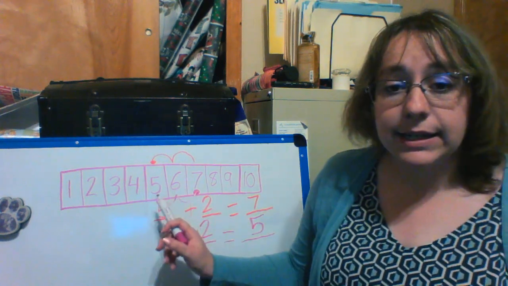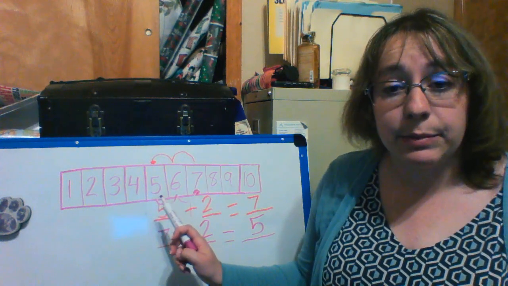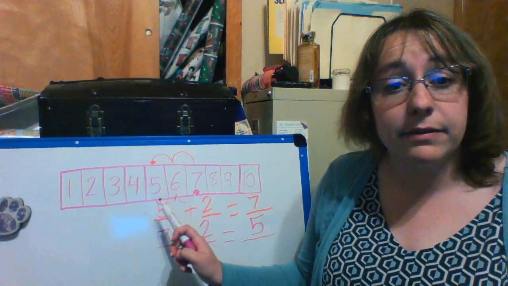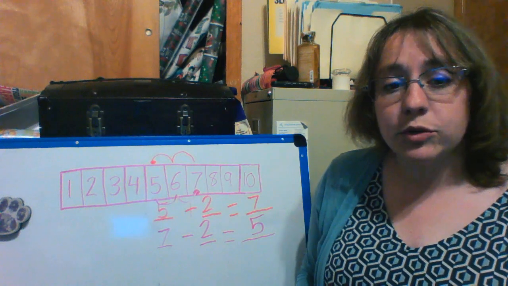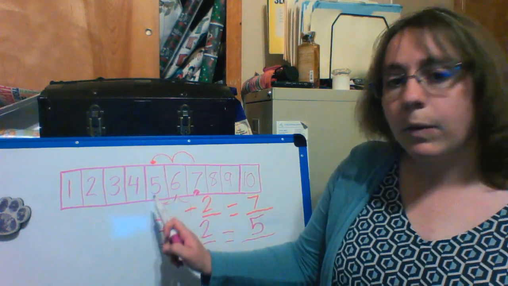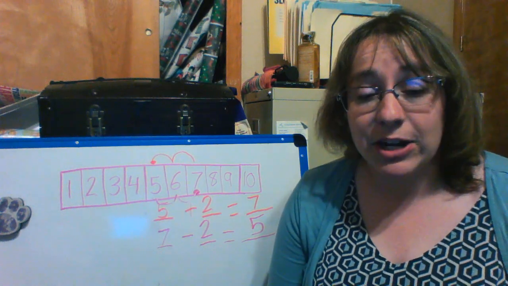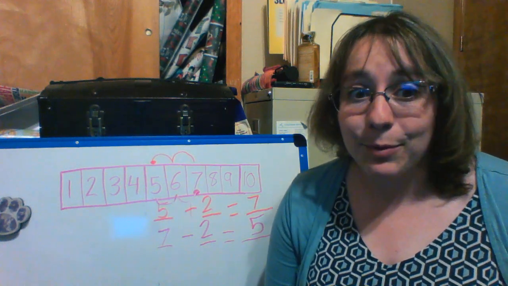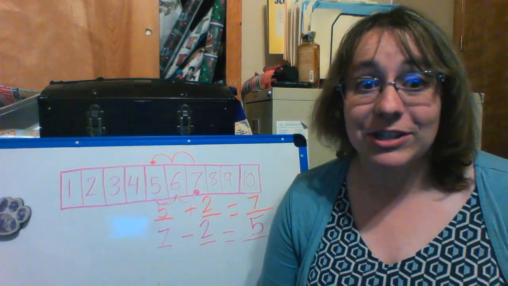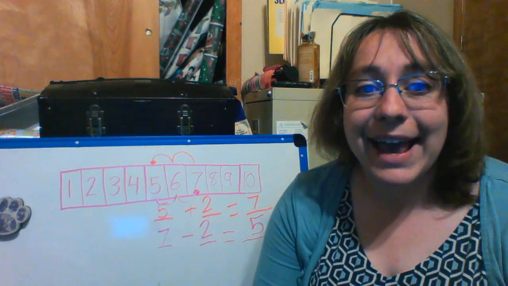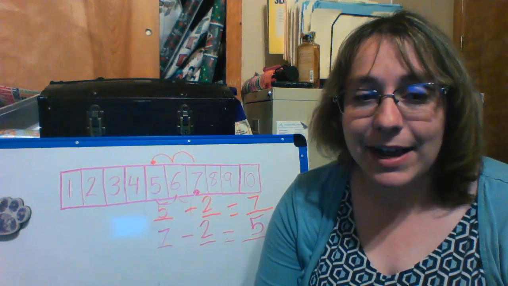So in our first sentence, our addition number sentence, we started at 5. And in our subtraction sentence, we ended at the number 5. That's what we learned about in math yesterday. Today, I promise, it's going to be much simpler. I can't wait for us to get started.